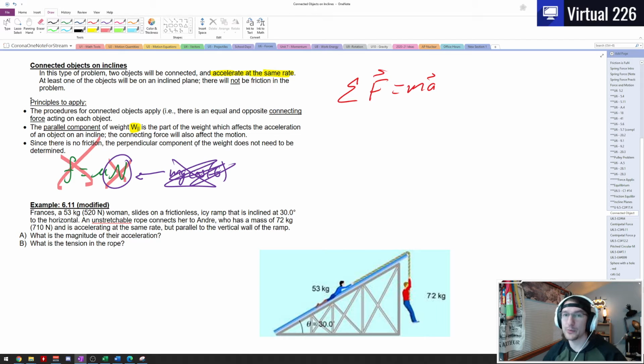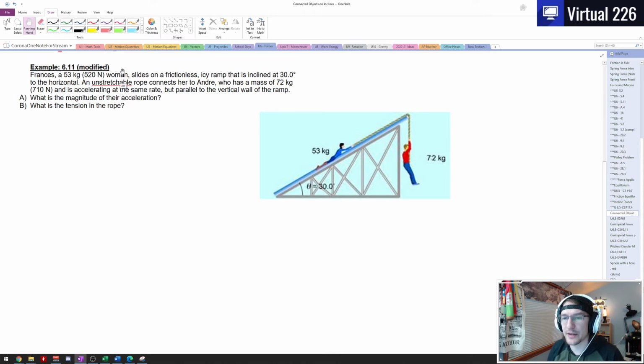Okay, so we're going to see a lot of stuff that we've already done, but just put into a more complex problem with everything kind of combined together. So let's take a look at what that will be. We have here for our example, it's a modified example. I don't know why this setup is as it is, but we have Frances. She has a mass of 53 kilograms, and that means her weight is 520 newtons. And she is sliding on a frictionless, icy ramp that's been inclined at 30 degrees. So we've got 30 degrees down here on this ramp. That is our angle right here.